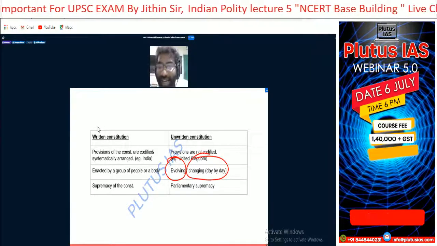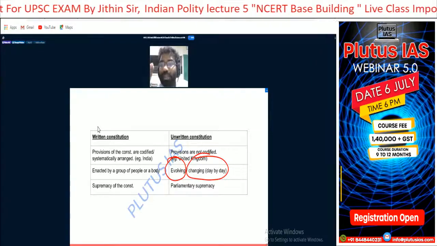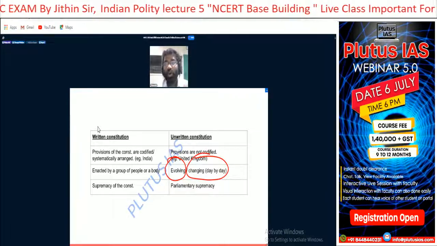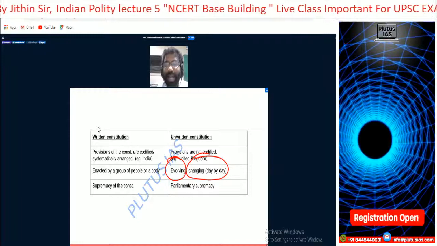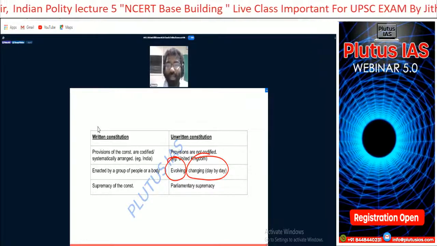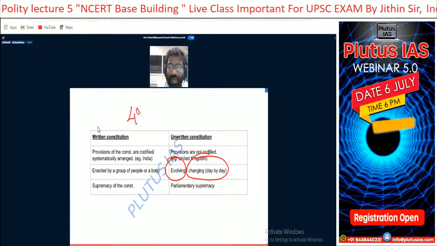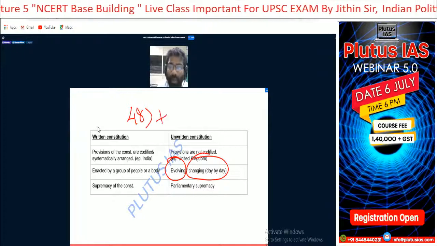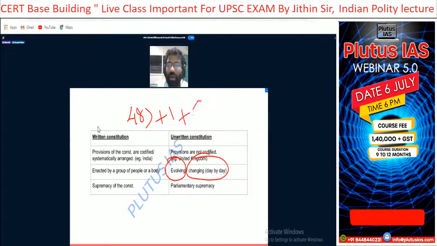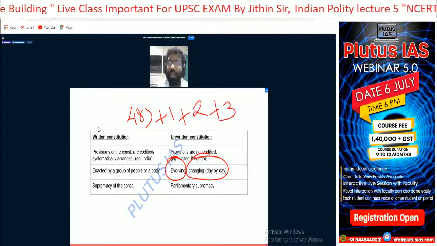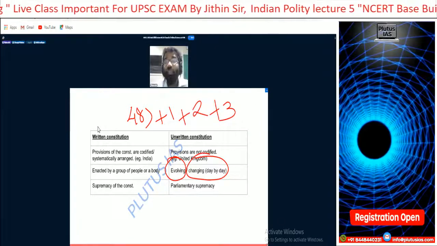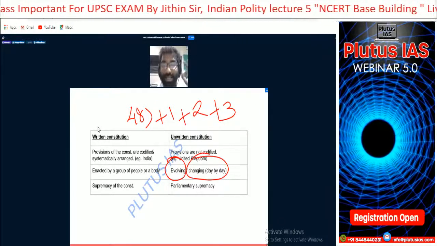Certain things are added or removed from this constitution. That means this constitution is evolving day by day. Like if there are 485 articles today, tomorrow there will be one more article. The day after tomorrow, they can add two more articles, then three more. That means it is evolving or changing day by day. This much is clear.